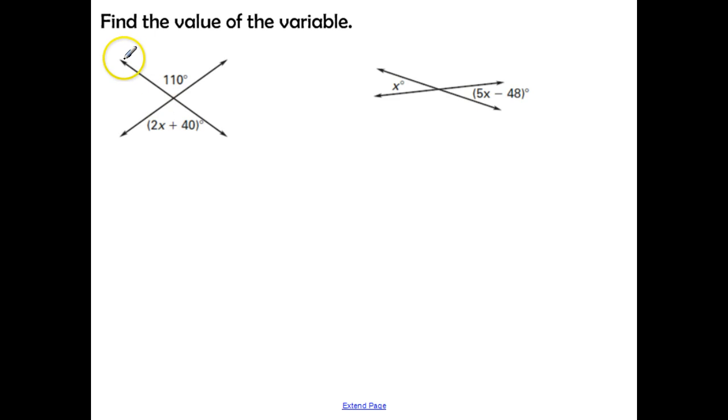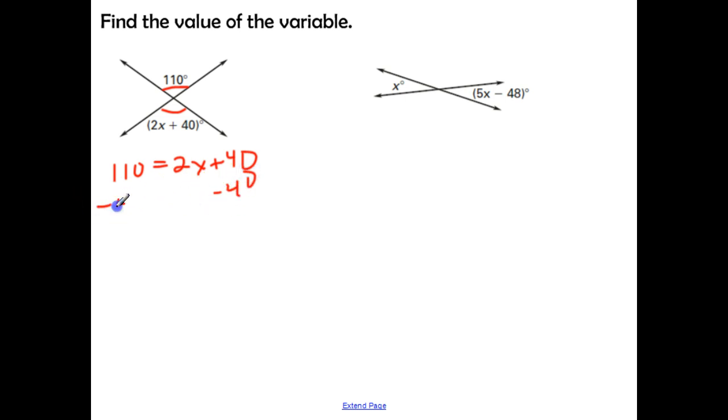So this very first one, we have the two intersecting lines, and we have these vertical angles, the ones opposite from each other. And we just learned that vertical angles are congruent. So that means the angle measured 110 is exactly the same as the angle measured 2x plus 40. So we just need to find the value of x.